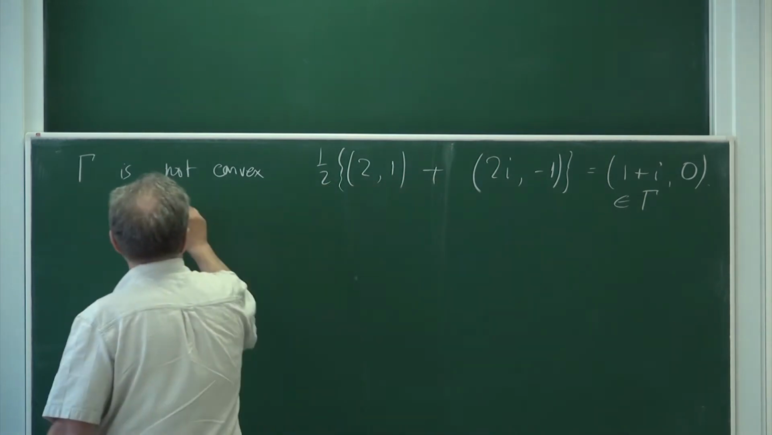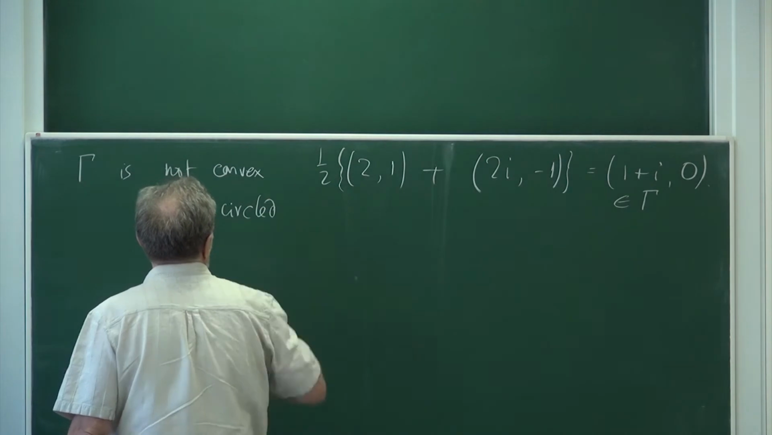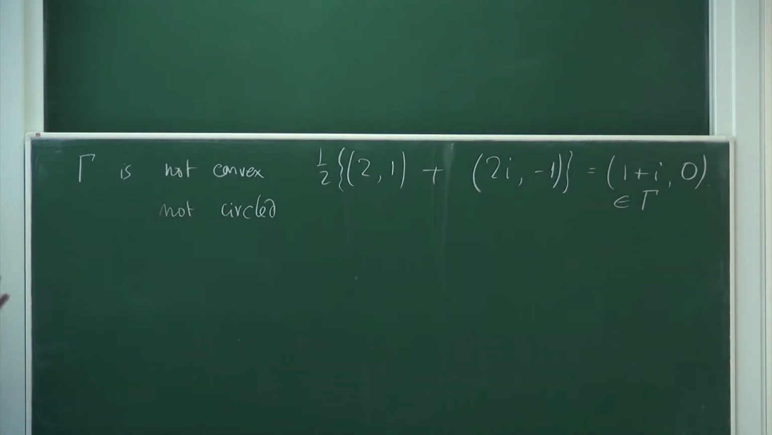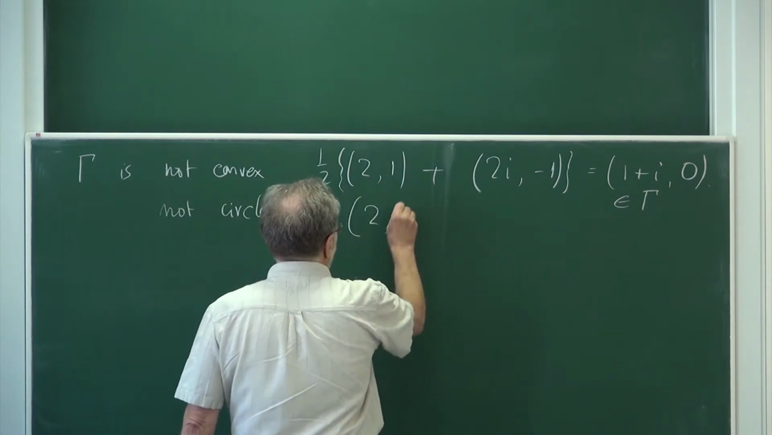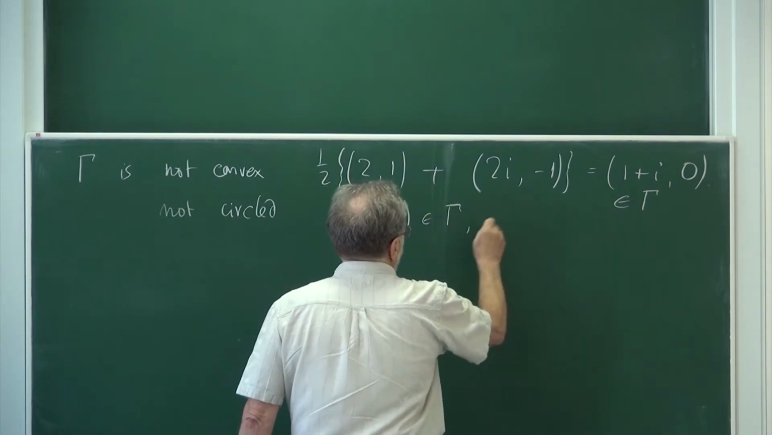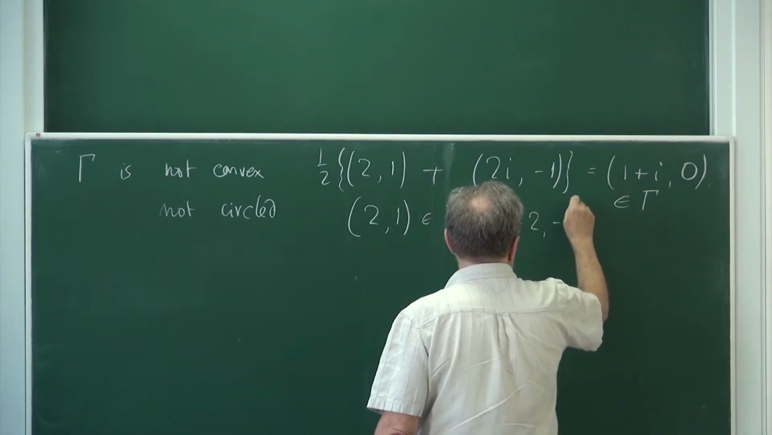It's not circled. So in other words, if you've got a point in gamma and you multiply both components by the same complex number of unit modulus, you don't necessarily get something in gamma. So (2, 1) is in gamma, but (-2, -1) is not in gamma.